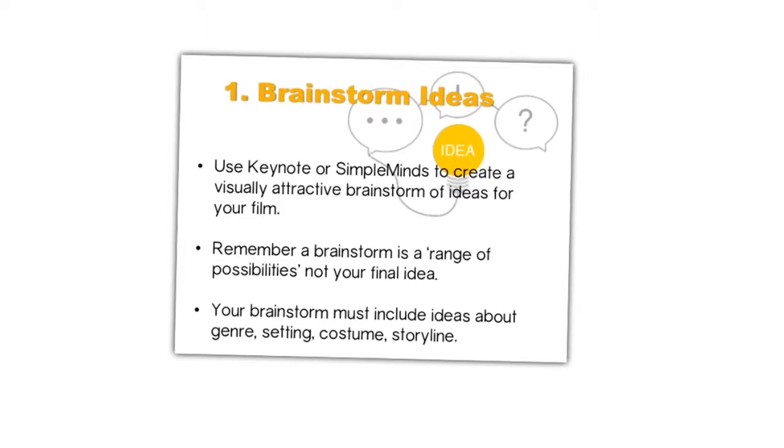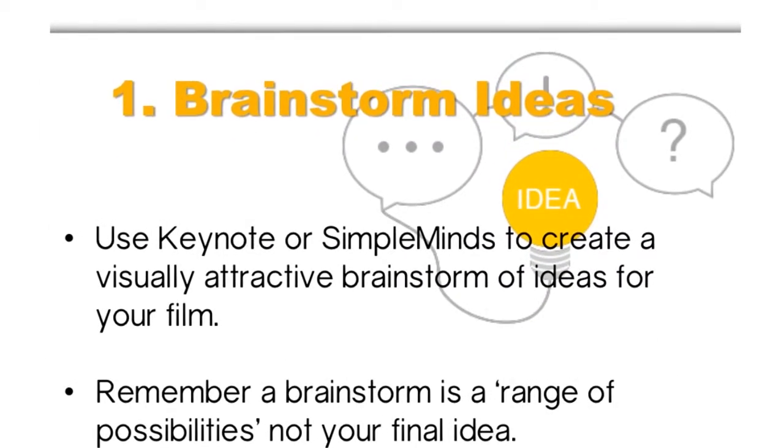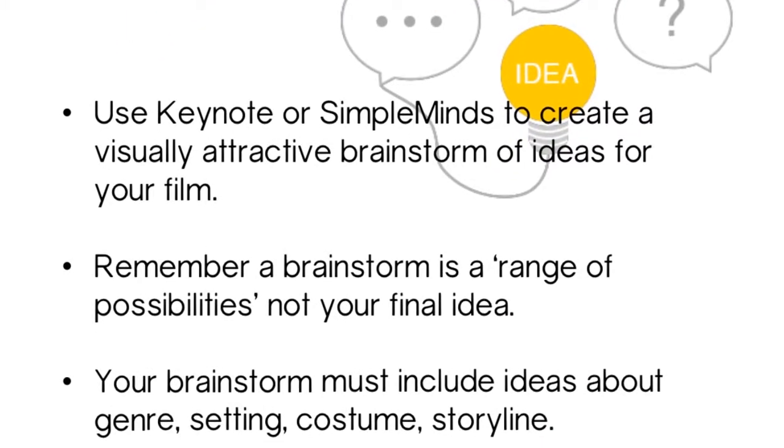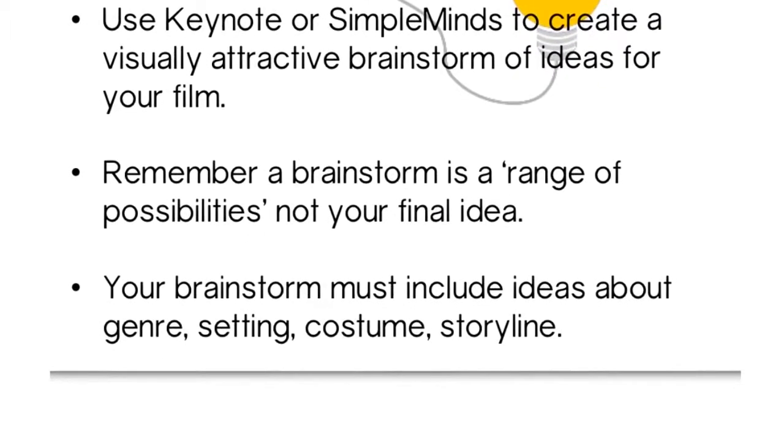So, checkpoint 1, brainstorm ideas. With this brainstorm, you'll need to use Keynote or Simple Minds app to create a visually attractive brainstorm of ideas for your film. Now remember that a brainstorm is just a range of possibilities. It doesn't have to be your final idea. Your brainstorm will need to include ideas about genre, setting, costume, and storyline.